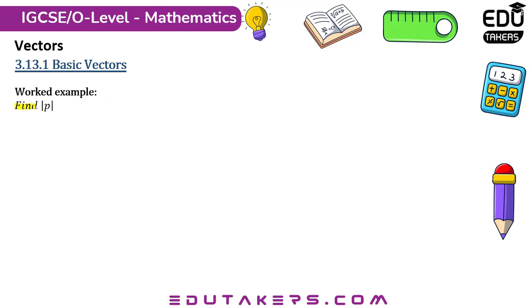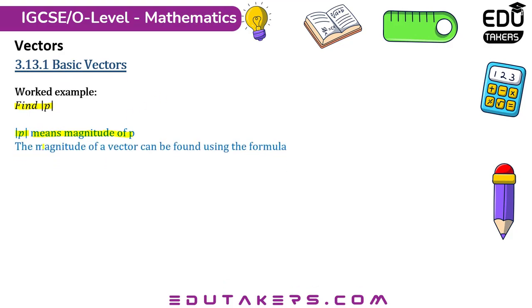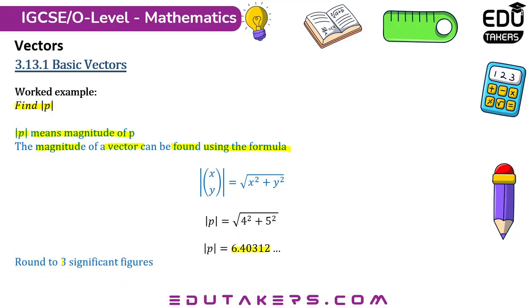Now find the magnitude of P. The magnitude of a vector can be found using the formula: magnitude equals the square root of x squared plus y squared. So the magnitude of P will be the square root of 4 squared plus 5 squared, which is 6.40312 and so on. Now round to 3 significant figures. Magnitude of P equals 6.40.